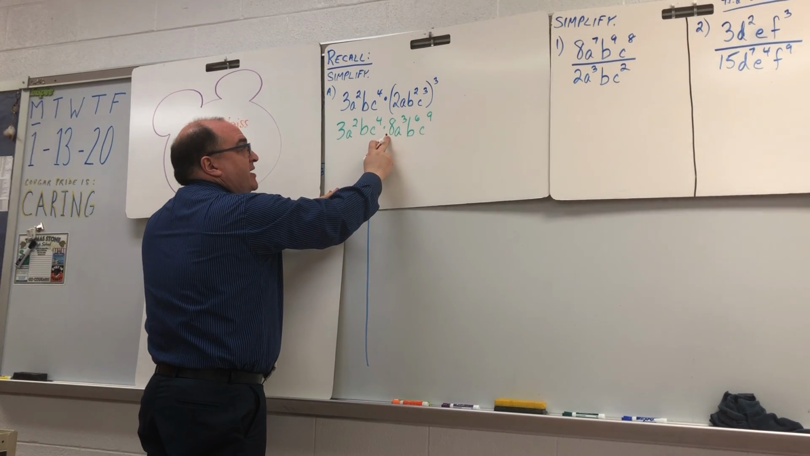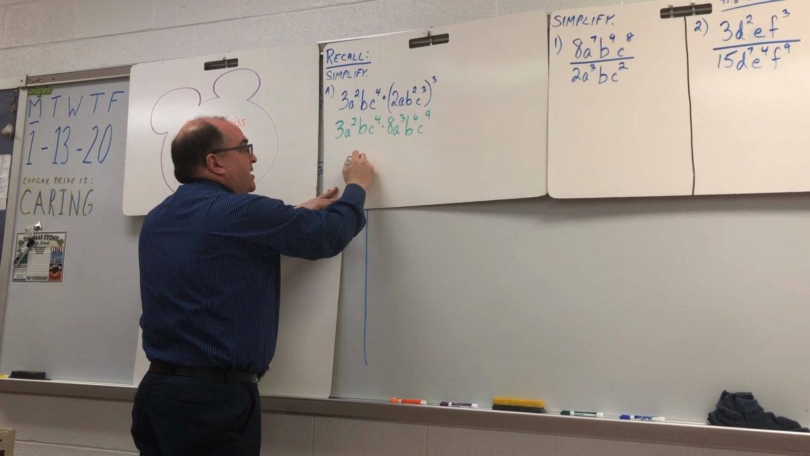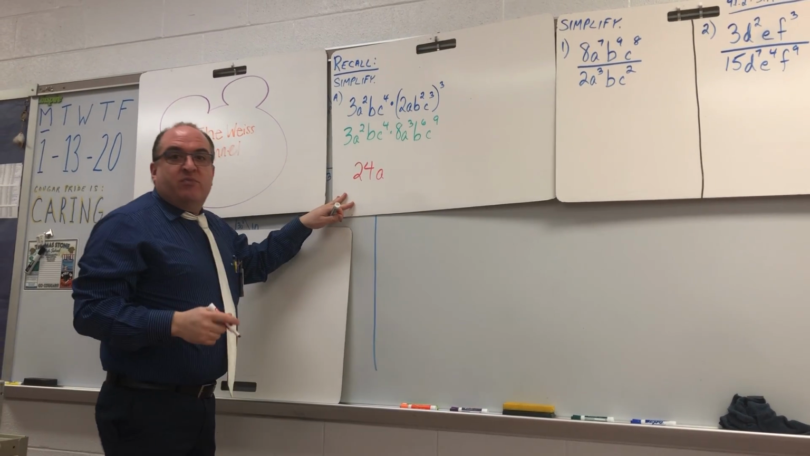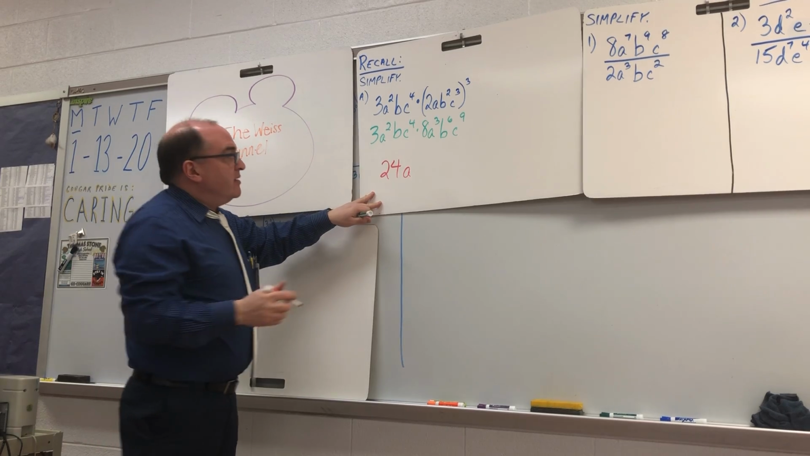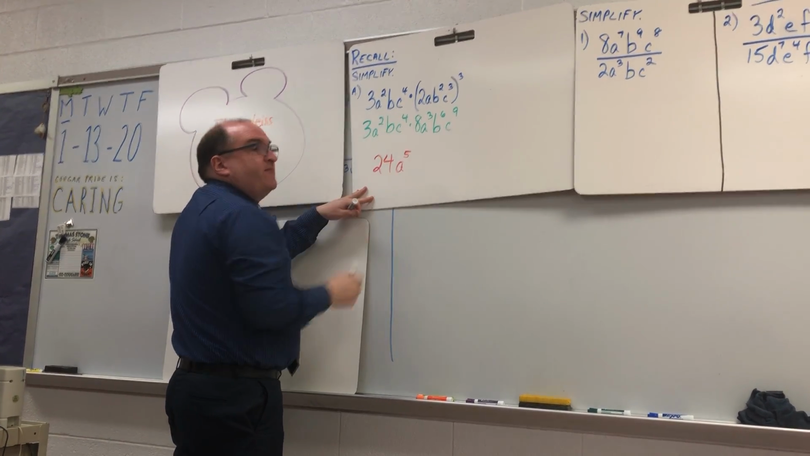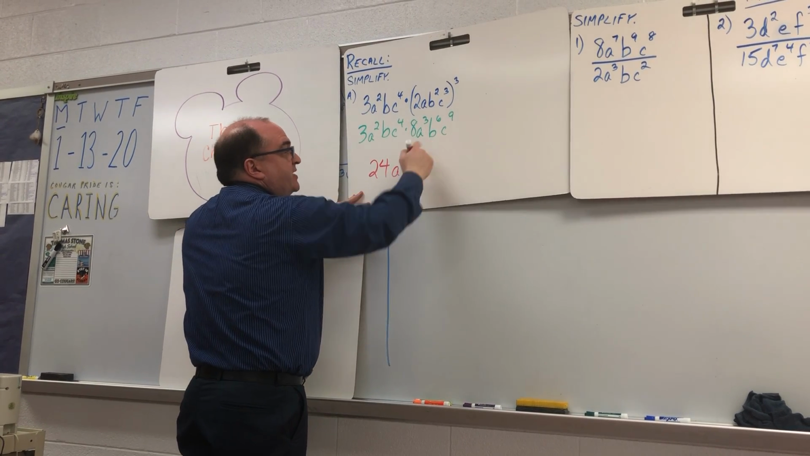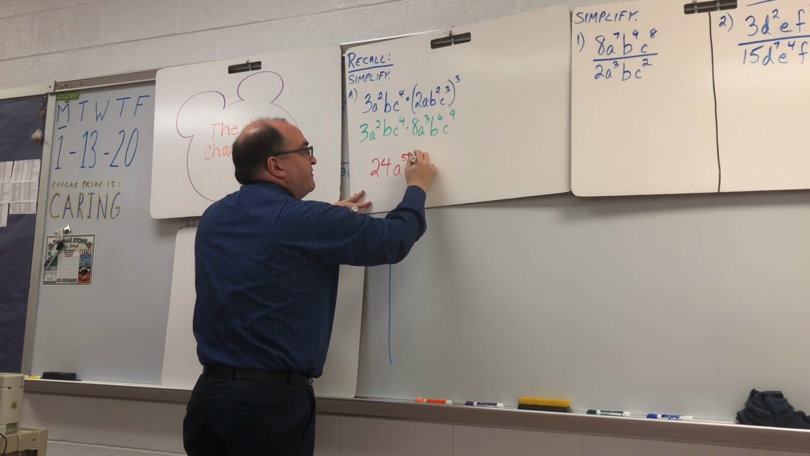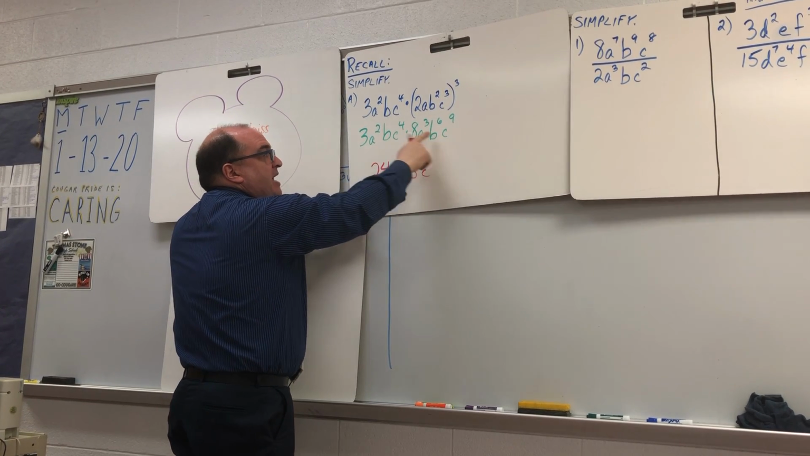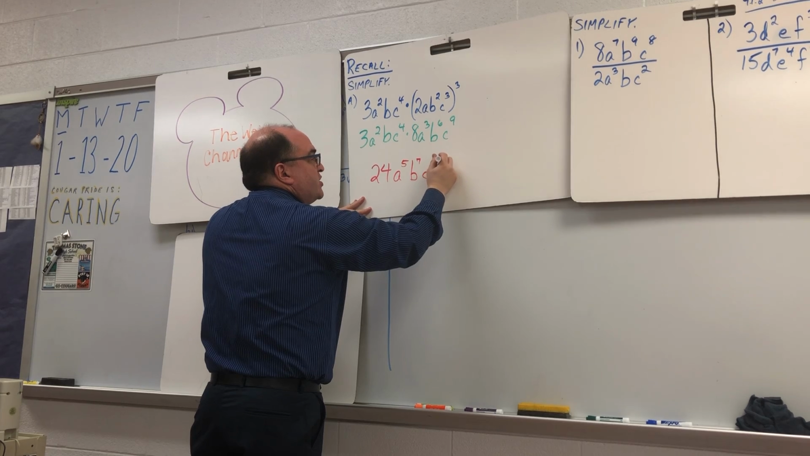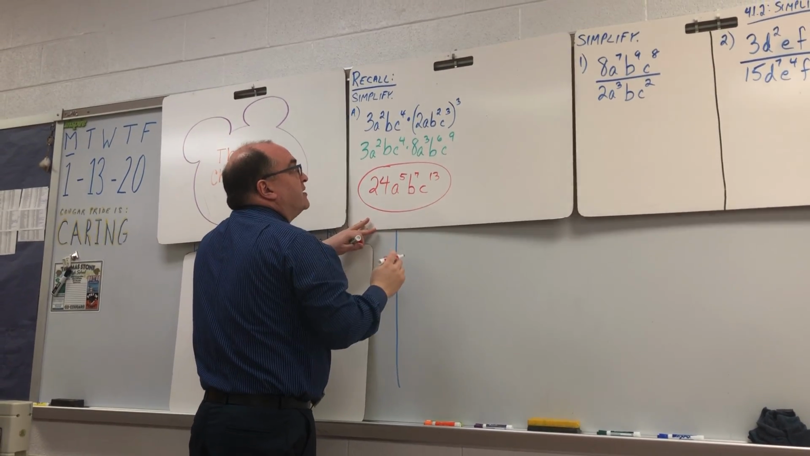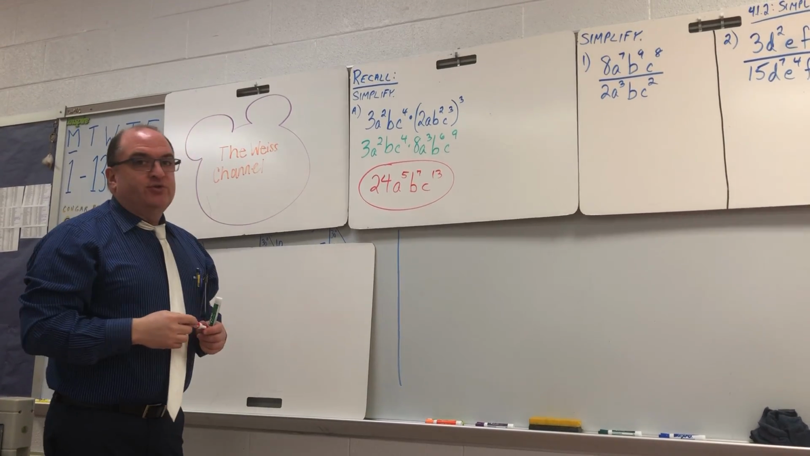3 times 8 is 24. But a to the second times a to the third, remember we add the exponents, right? A to the fifth. B, this is b to the first, right? B to the first times b to the sixth is b to the seventh. Very good. C to the fourth times c to the ninth is c to the 13th. Okay, and that's how you simplify when you're multiplying.